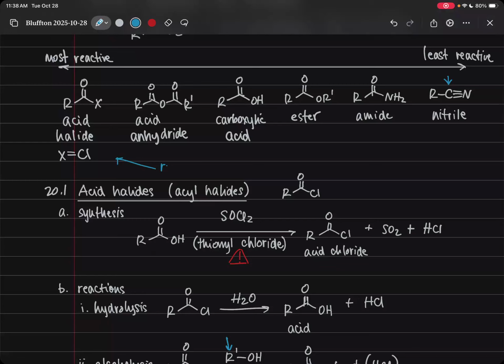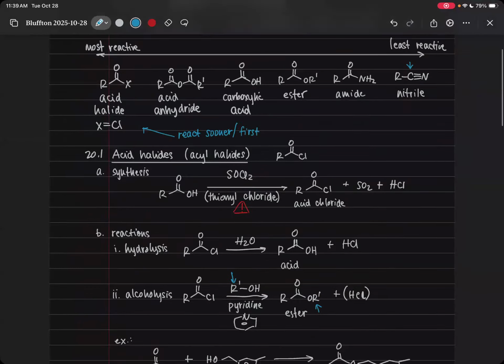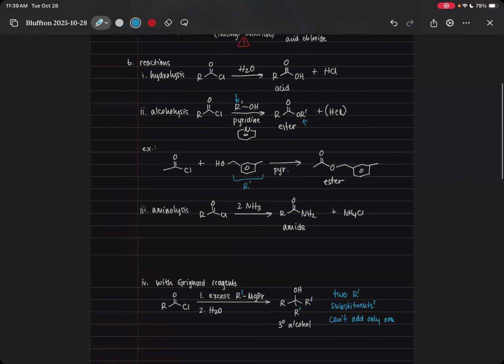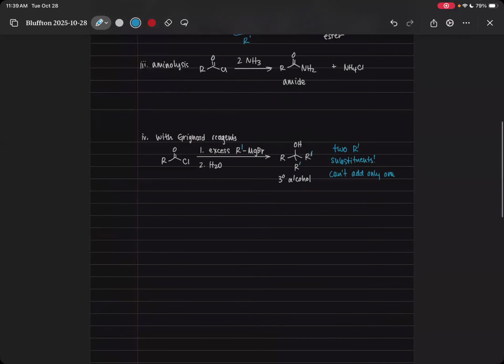Yes. So, it's least reactive. Is that why people use nitrile gloves instead of latex? Yes. Indirectly, yes. It's some polymer. I don't remember exactly what it's made of, but okay, cool. So that's acid halides.